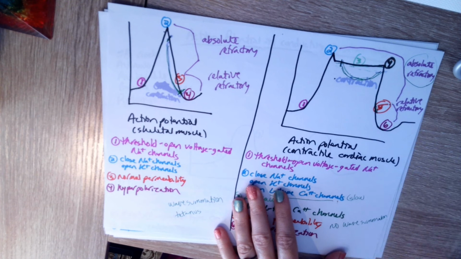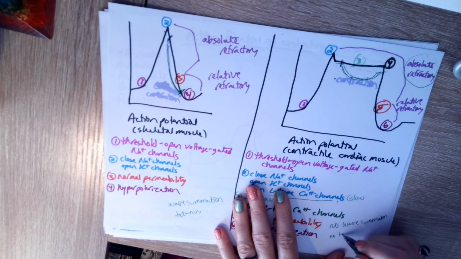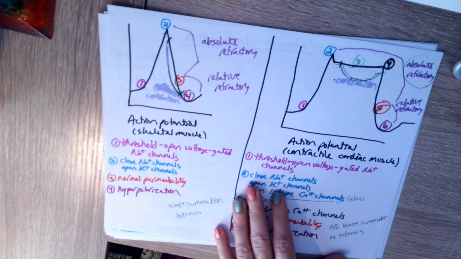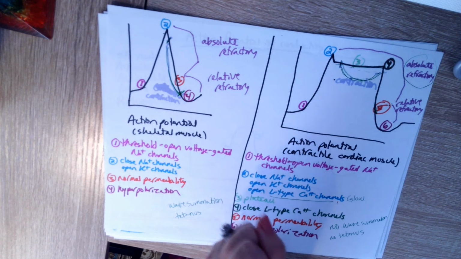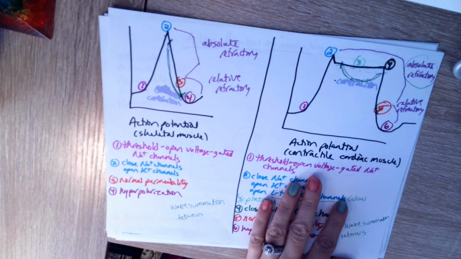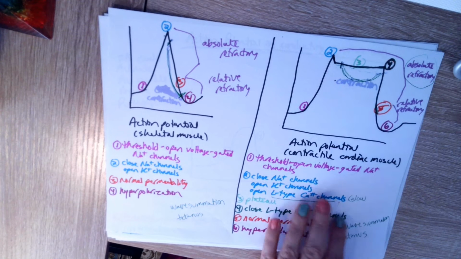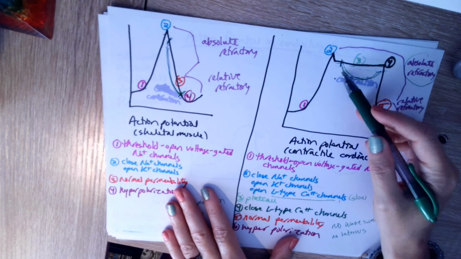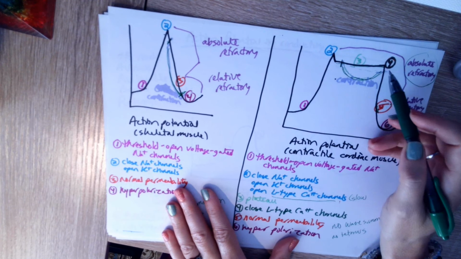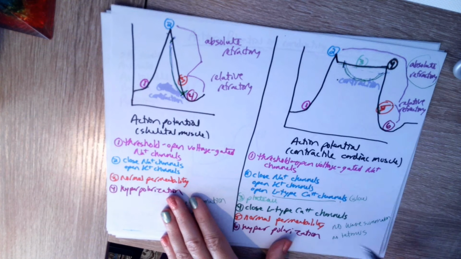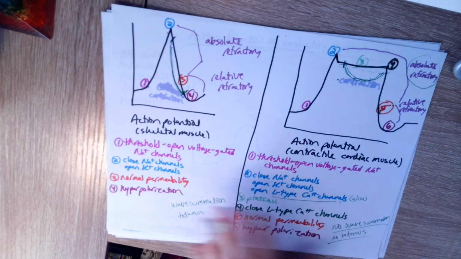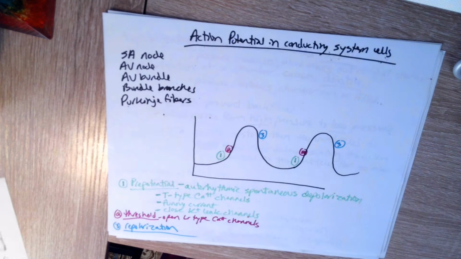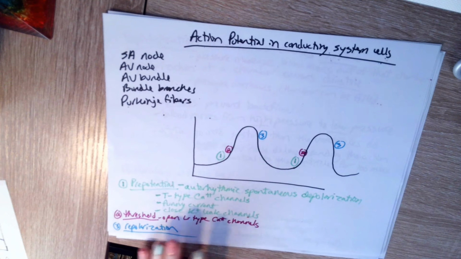No wave summation there, which means no tetanus, which is good if you think about it. You don't want your heart muscles just clenched as tightly as they can be. That's not going to be good. So that's the big difference. The L-type calcium channels making the plateau that extends the absolute refractory period and keeps you from having wave summation and tetanus. Now for the conducting system cells.